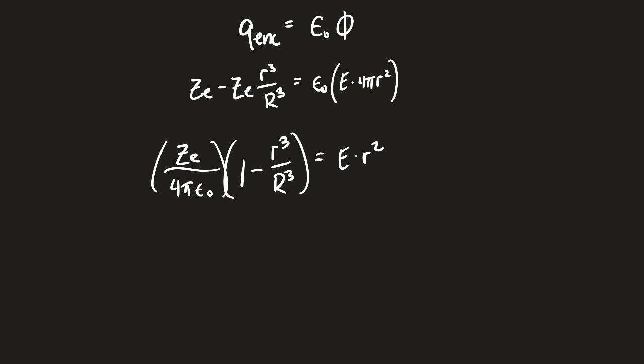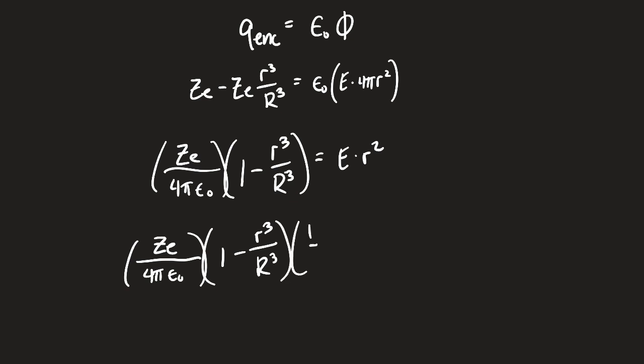Now I'm going to divide both sides by r squared, which gives me E equals Ze over 4 pi epsilon naught times 1 minus r cubed over R cubed, and now to make it look like the one that we had, I'm going to distribute the 1 over r squared.